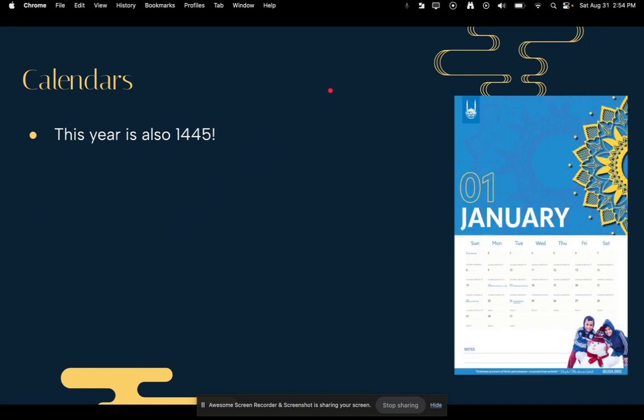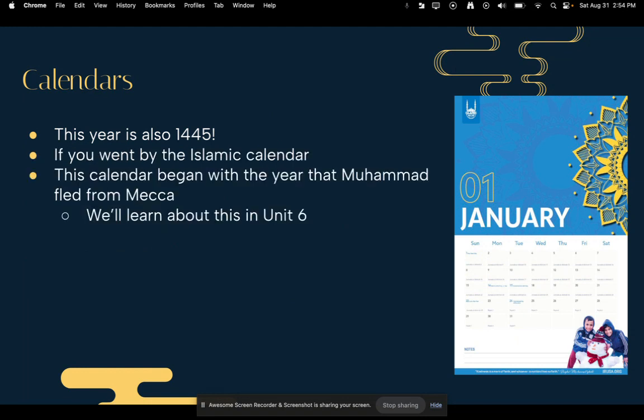Or did you know that the year is actually 1445? Yeah, that's right. That's if you went by the Islamic calendar. This calendar began with the year that Muhammad fled from Mecca. We'll learn more about that during Unit 6.